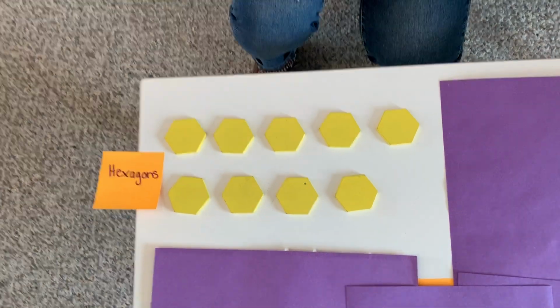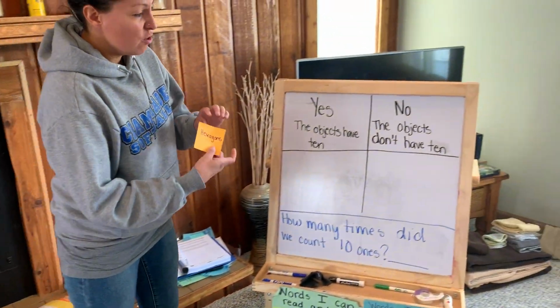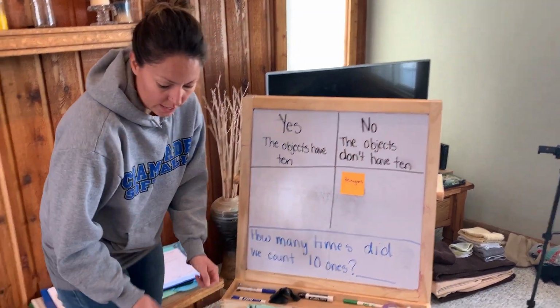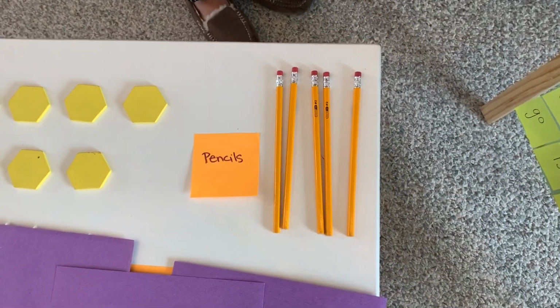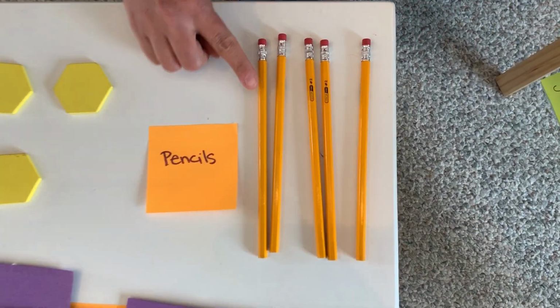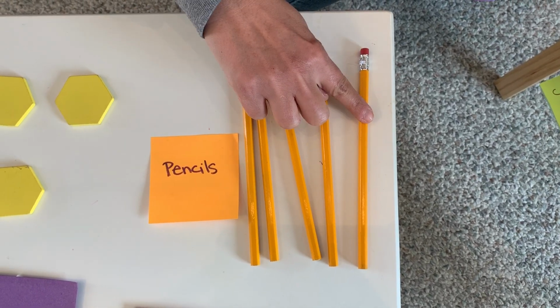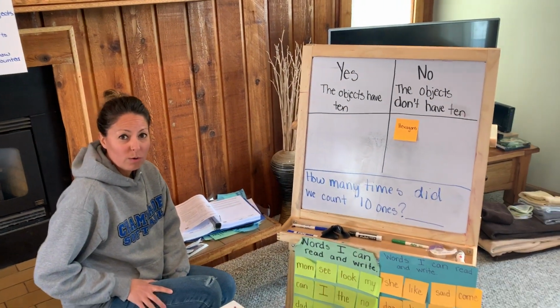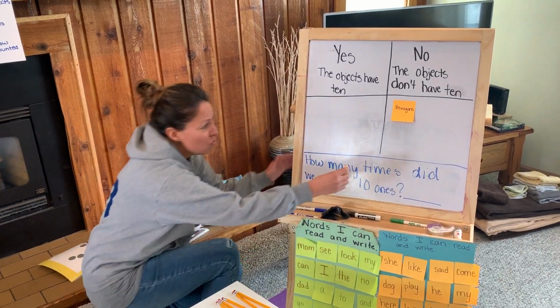Did you guys get 10? Or did you get less than 10? I got 9. So I'm going to say no, my hexagons do not have 10. So I'm going to put my sticky note right there. All right, here's my next object. It is pencils. Will you go ahead and count those, and I can point to them as well? All right. Yes, the objects have 10, or no, they do not. I got that the pencils, there were only 5 of them, so no.